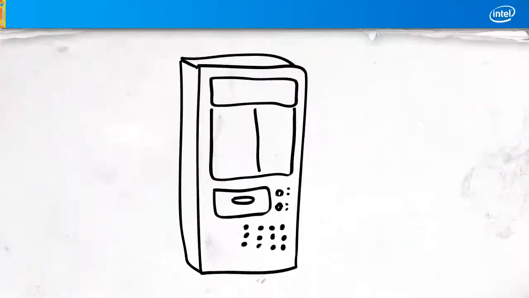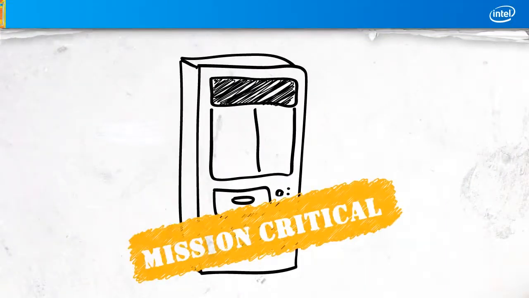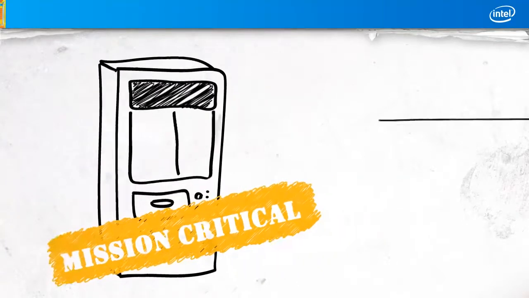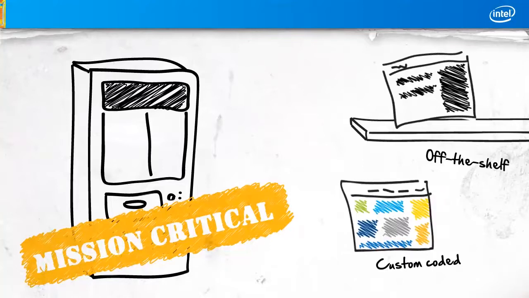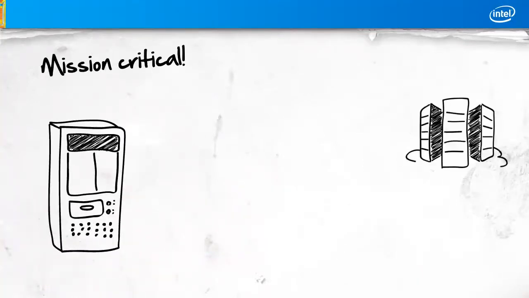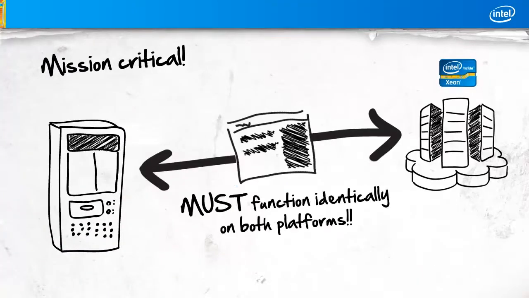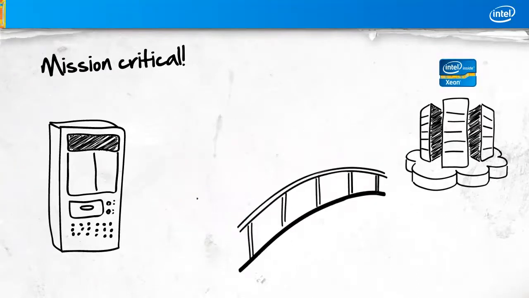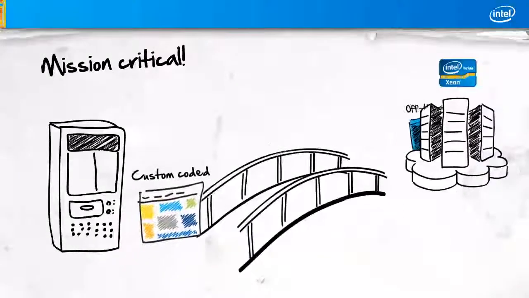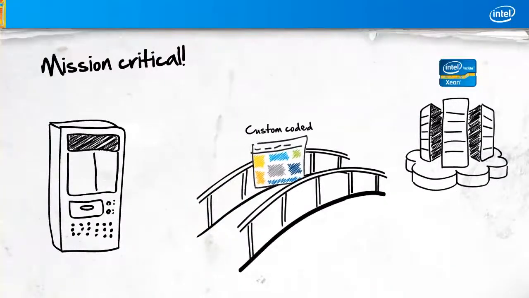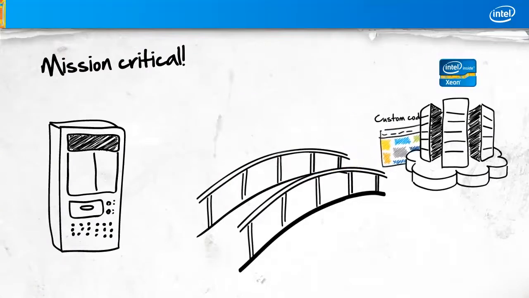There are two different migration environments for mission-critical applications. The major difference between them is whether you're deploying commercially available off-the-shelf applications or if they're custom-coded. It's really important to ensure your mission-critical application functions identically on the new platform. You'll find the migration process is similar for both environments, though an off-the-shelf application environment can be easier, especially for apps that already run on Intel architecture.